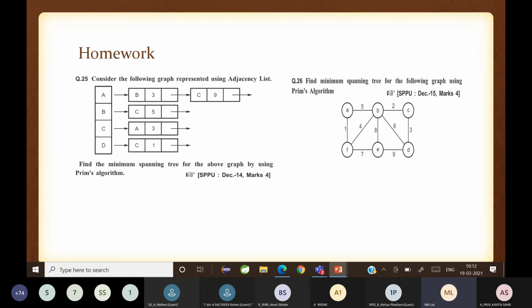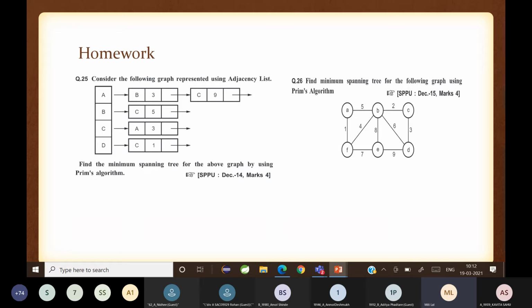Yes, students, can you all hear me? Nodes and weights are given. A is connected to B and C, B is connected to C, C is connected to A and D, and D is connected to C, along with the weights. So you're going to draw a graph based on the connectivity given in the adjacency list and mark the weights. Once the graph is ready, you know how to find the minimum spanning tree using Prim's algorithm. समझ में आया क्या सबको? Is it clear?